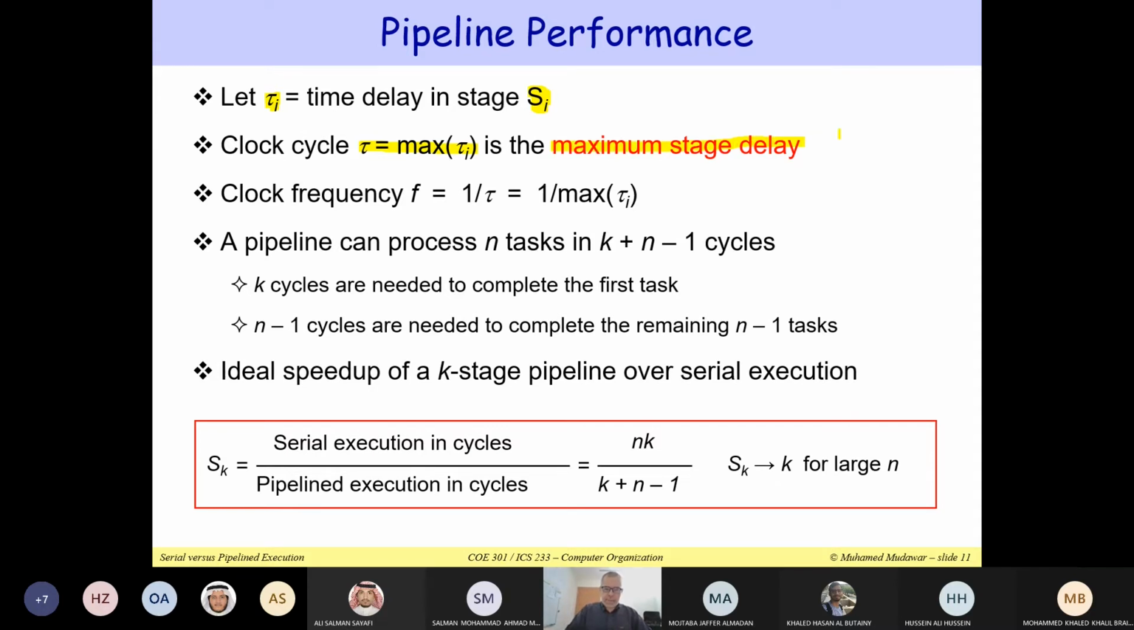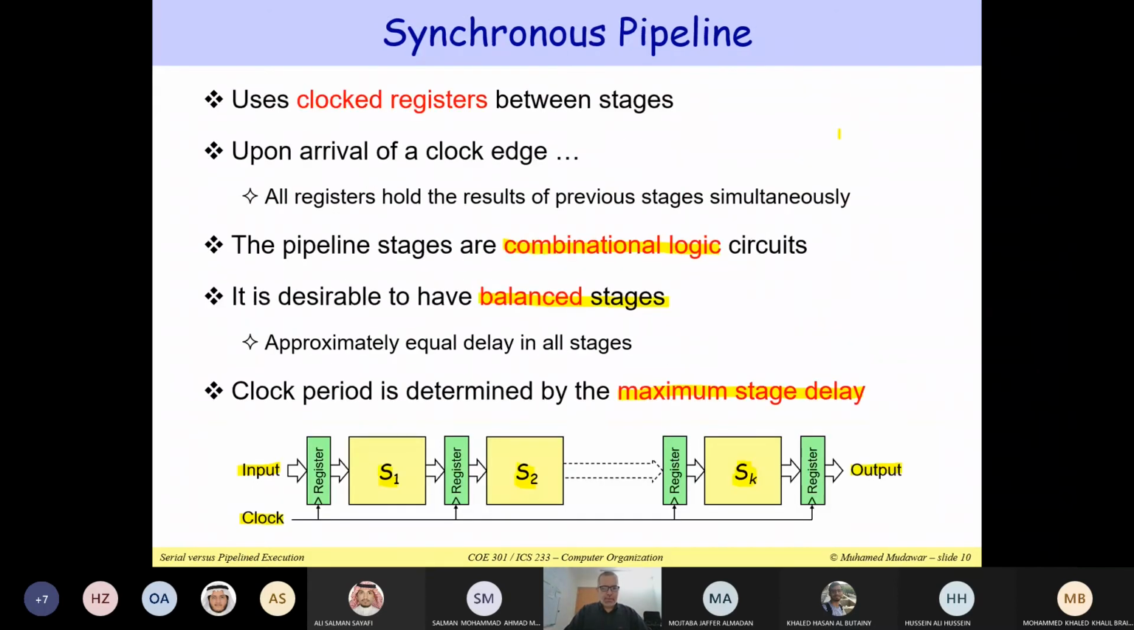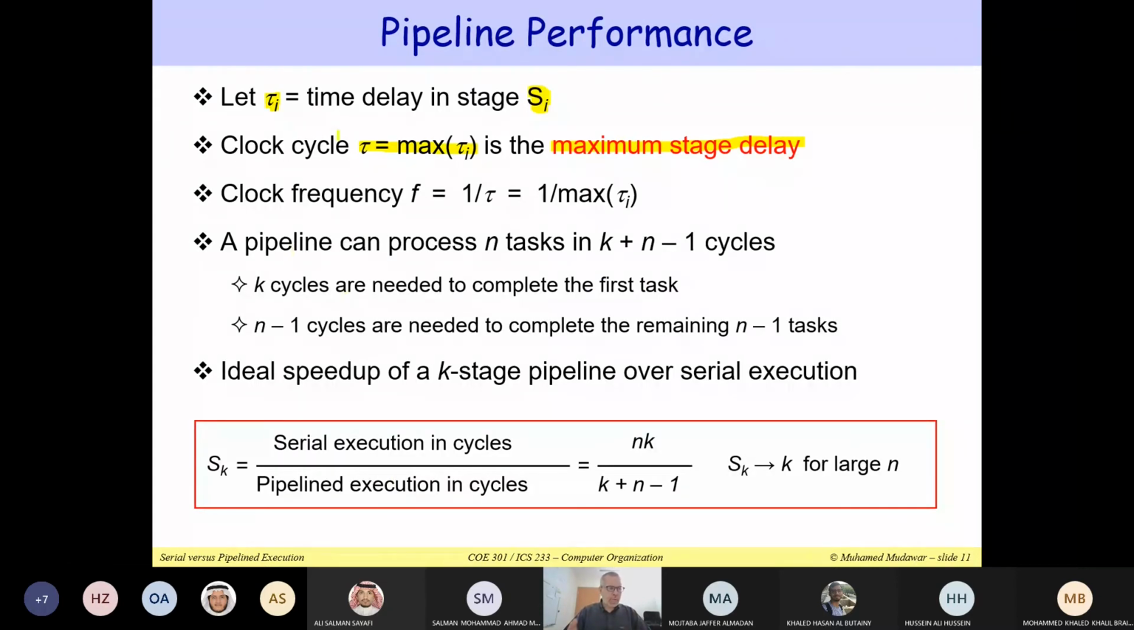Now notice that when I talk here about the stage delay, from the previous slide, I mean not only the delay in the combinational logic, but also there is a setup time for the register, and there is also a delay to change the output of a register from the clock edge until we get the output. So also the register delay has to be added to the delay of these stages. That's how we define tau sub i, so we take into account also the delay in the registers.